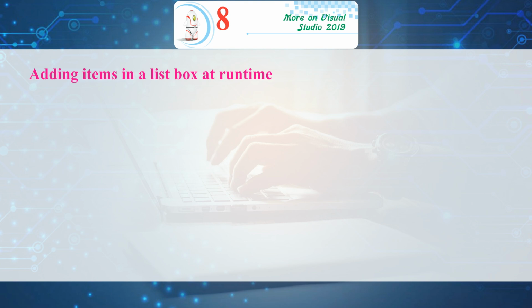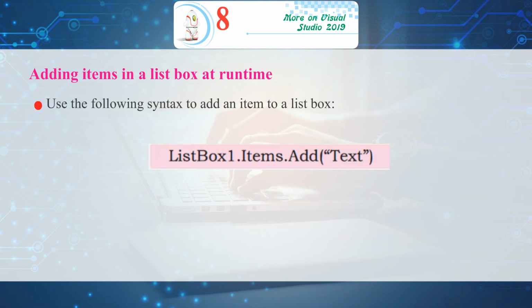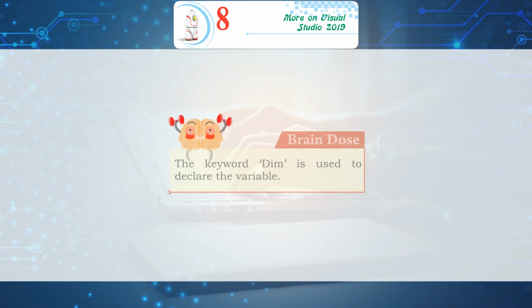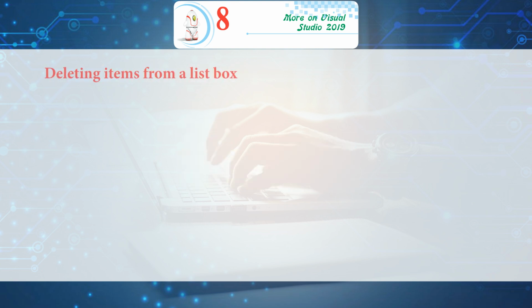Adding items in a list box at runtime. Items in a list box can also be added at runtime by using the Add() method. Use the following syntax to add an item to a list box. ListBox1.Items.Add("text"). You can enable the user to add their own items through an InputBox method. To use this, simply insert a button named Add at design time in your form with a list box and add the following code in the button click event. The keyword Dim is used to declare the variable.